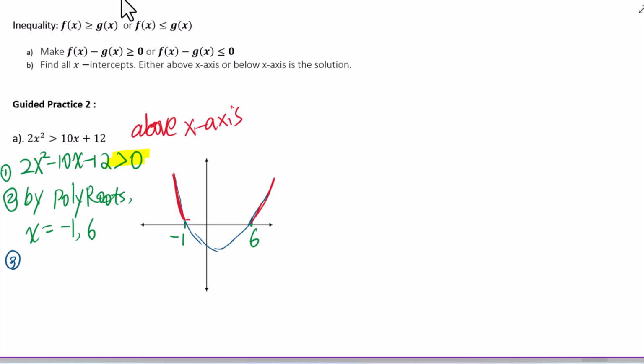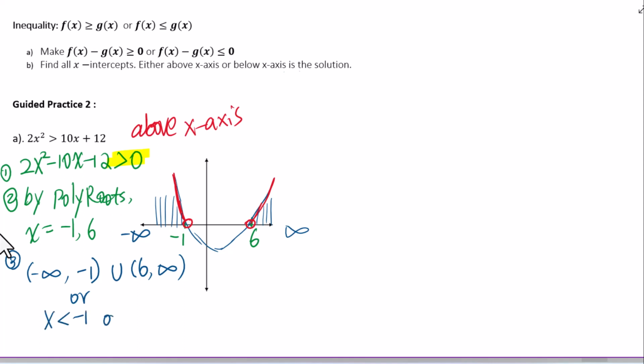Since no equal sign, let's put an open circle. Then just check the domain for this graph. Let's put negative infinity, positive infinity. Negative infinity to negative 1, union 6 to infinity is the solution. Or we can write down the inequality form: x less than negative 1 or x greater than 6 is the solution.